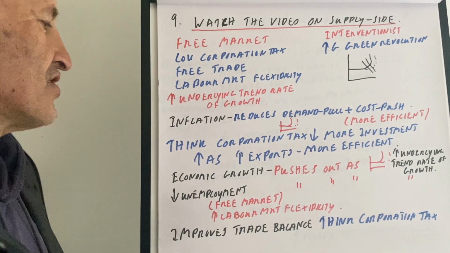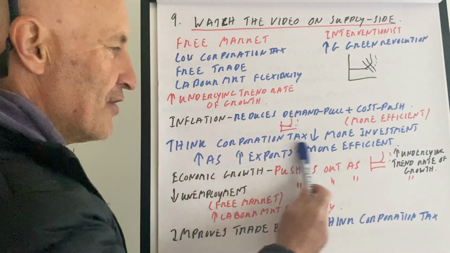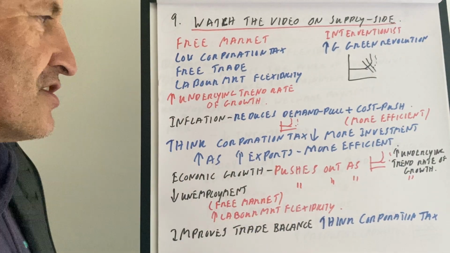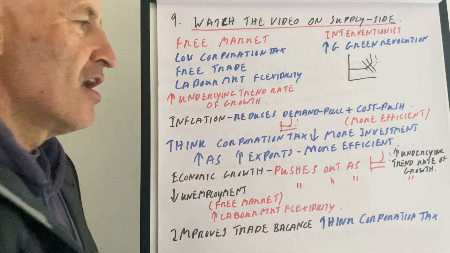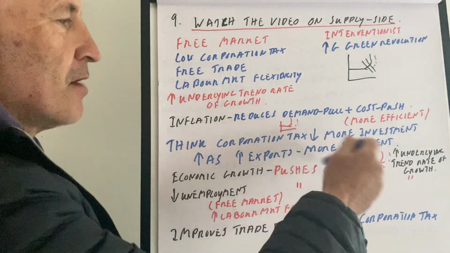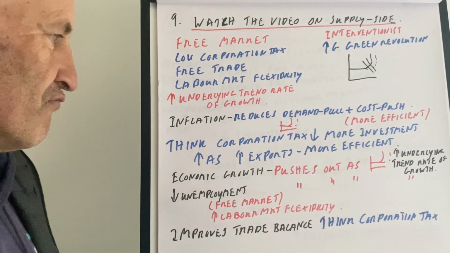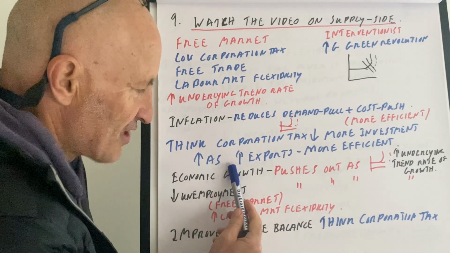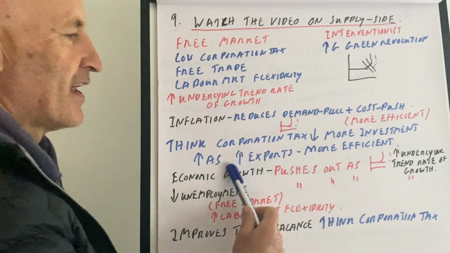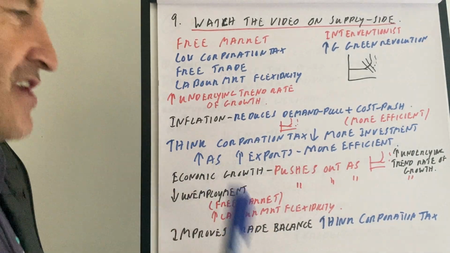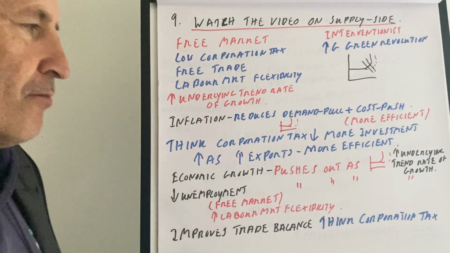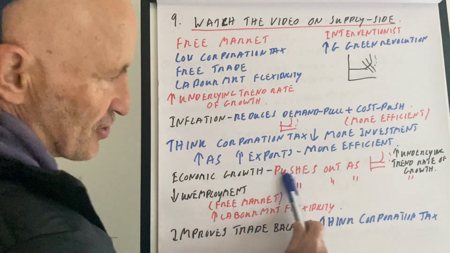Always think at this stage, I'm trying to drum it into you, think corporation tax. If you reduce corporation tax, that means more investment. More investment means that firms become more efficient, therefore they will reduce their costs. They'll also increase AS, and if we increase AS, we can then increase exports. Right, if we increase exports, that will solve the balance of payments problem. That'll also create economic growth because it pushes out the AS curve.